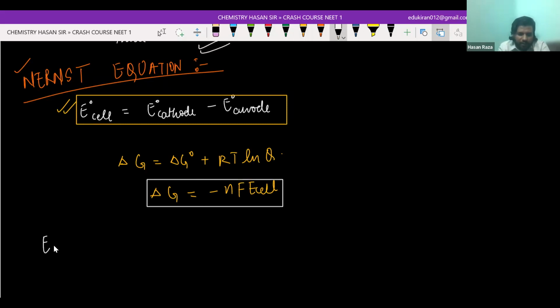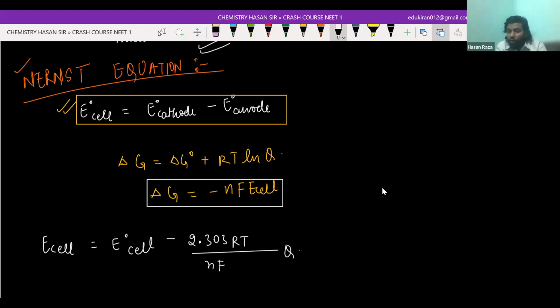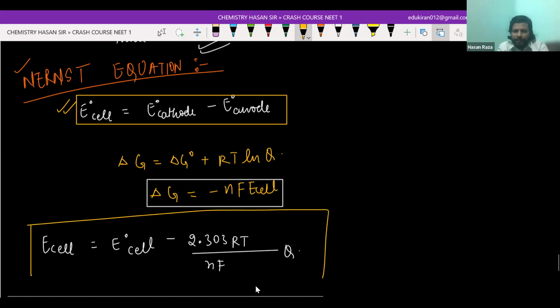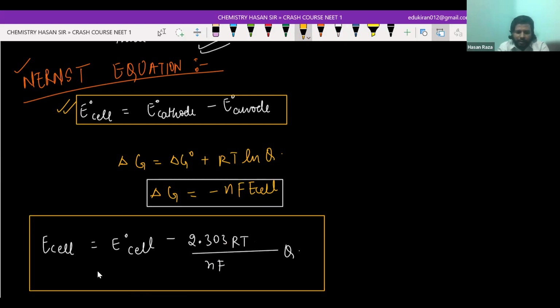Now from this we can easily get your Nernst equation: E cell is equal to E naught cell minus 2.303 RT upon NF log Q. You know that Q is your reaction quotient, or K is your reaction equilibrium constant. That's just like that we can write this.